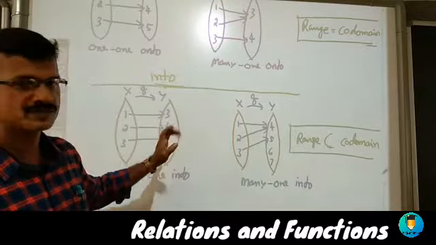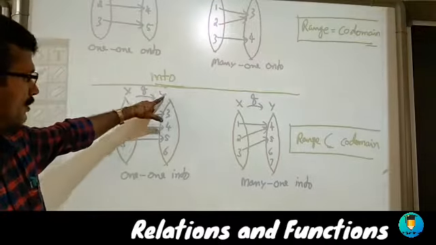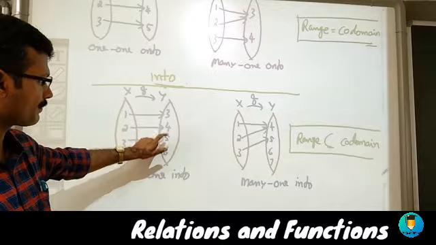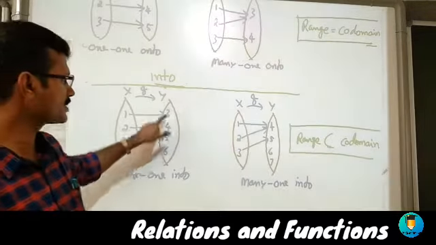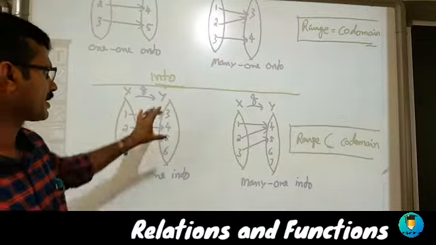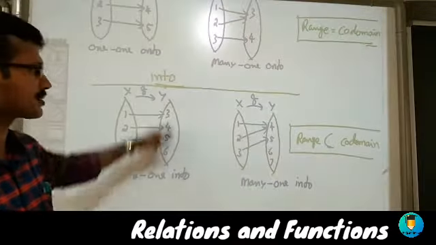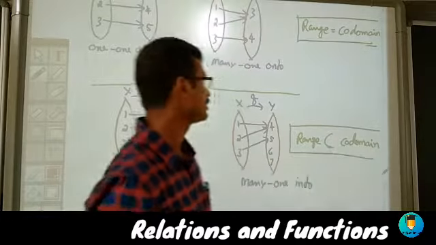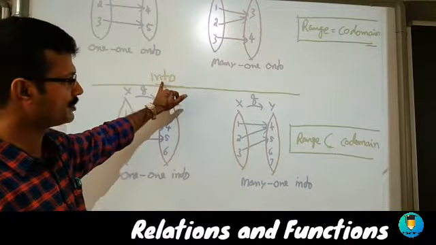Now one more thing, if you observe it, in this case the codomain is 3, 4, 5, 6, but the range is only 3, 4, 5. That means we can say that the range is a proper subset of the codomain.